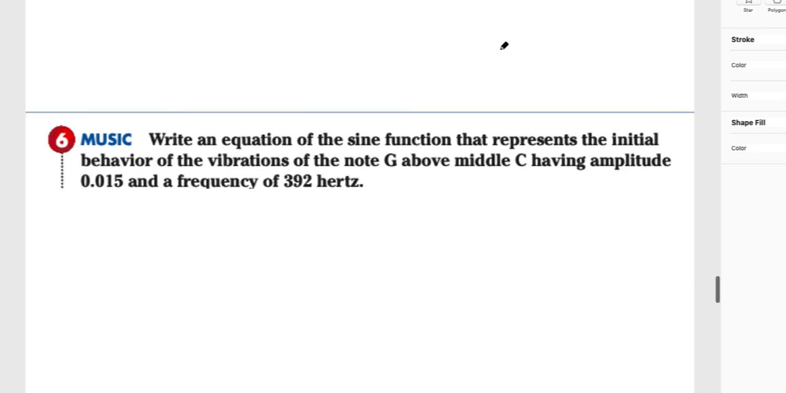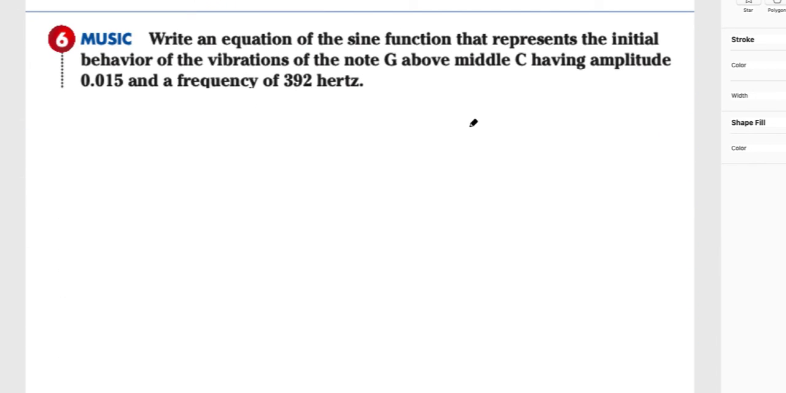And we've got one more example. Here we are. We're going to write an equation of the sine function that represents the initial behavior of the vibrations of the note G above middle C, having an amplitude of 0.15 and a frequency of 392 hertz. All right, so let's go ahead and get started with that. So let's look at this as y is equal to blank times the sine of blank theta.